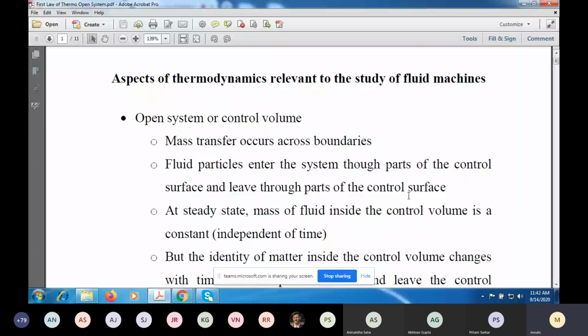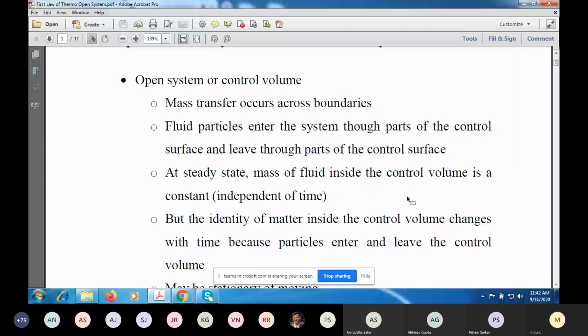Now suppose the flow is steady, then the mass of fluid inside the control volume will be a constant, which is independent of time. However, the identity of the matter inside the control volume will not be the same, because particles will enter and particles will leave.